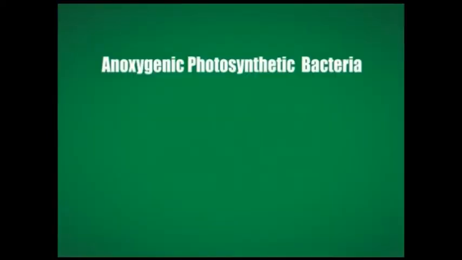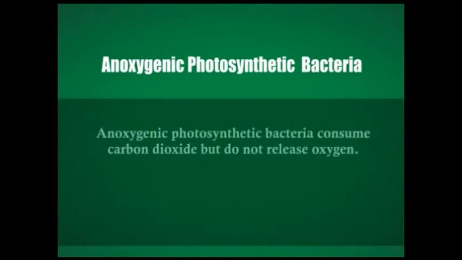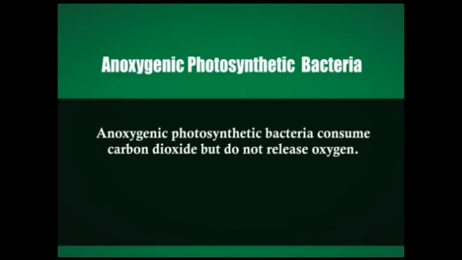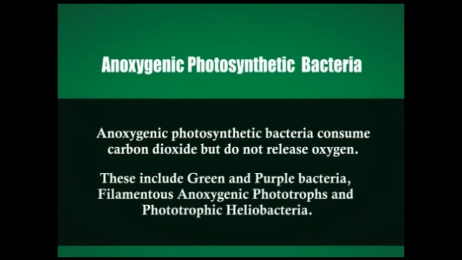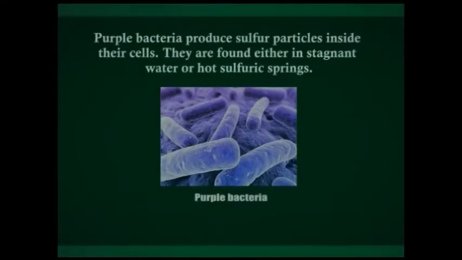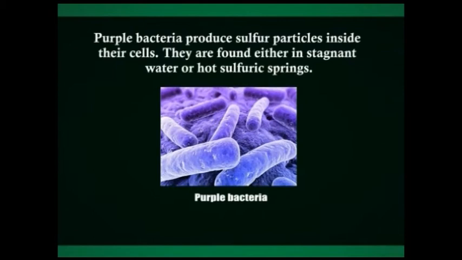Next we'll see the anoxygenic photosynthetic bacteria. These consume carbon dioxide but do not release oxygen. These include the green and purple bacteria, filamentous anoxygenic phototrophs and phototrophic heliobacteria. Purple sulfur bacteria produce sulfur particles inside their cells. They are found either in stagnant water or hot sulfuric springs. Instead of using water to photosynthesize like plants and cyanobacteria, purple sulfur bacteria use hydrogen sulfide as their reducing agent, and because of this, they give off sulfur rather than oxygen.